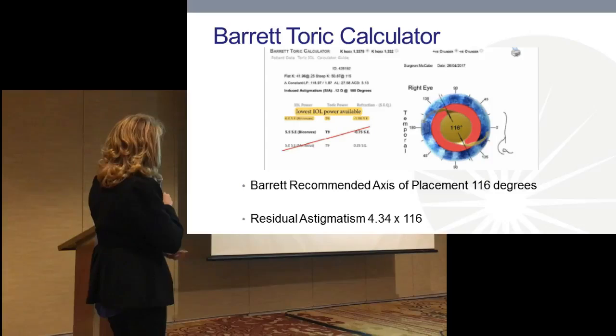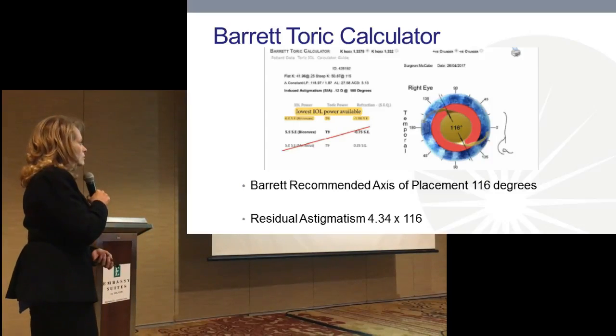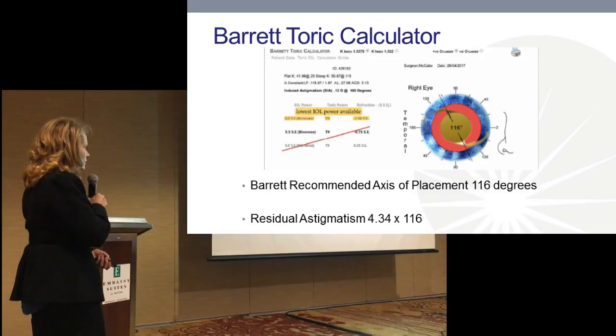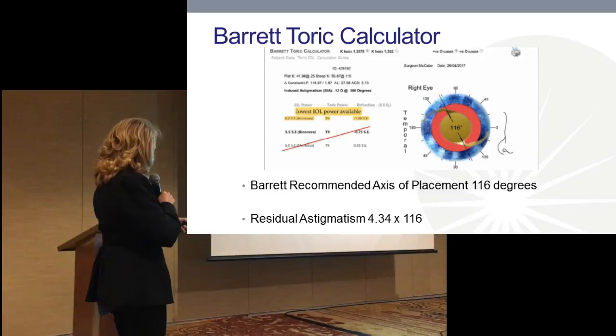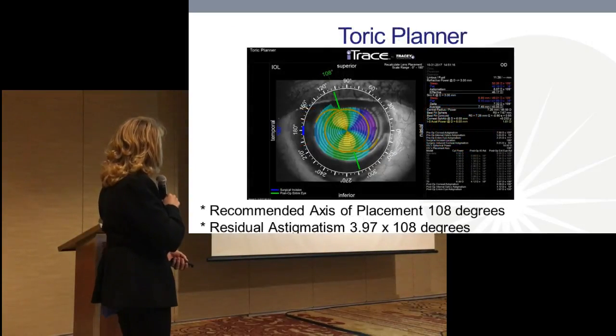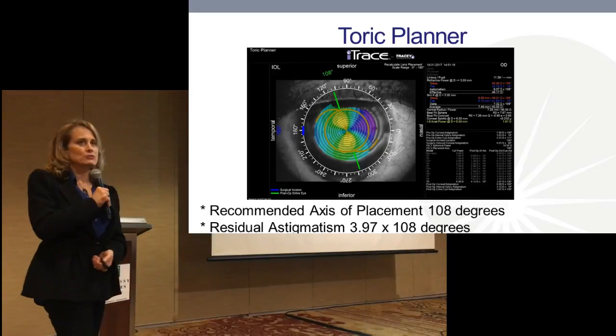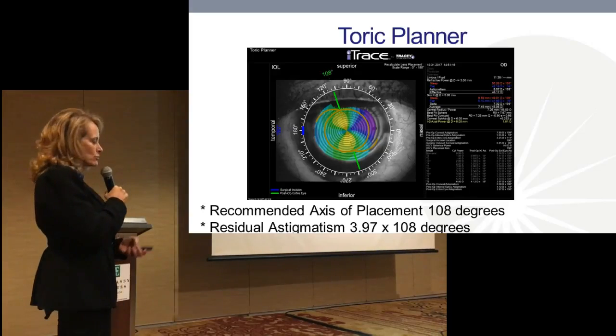But if we looked at the normal way of putting in data that we do, we usually use the Barrett toric calculator. We put everything in there. It recommended an axis of 116 with residual astigmatism of 4 diopters. If we looked at the Toric Planner on the iTrace, it recommended an axis placement of 108, still giving about 4 diopters of residual astigmatism.